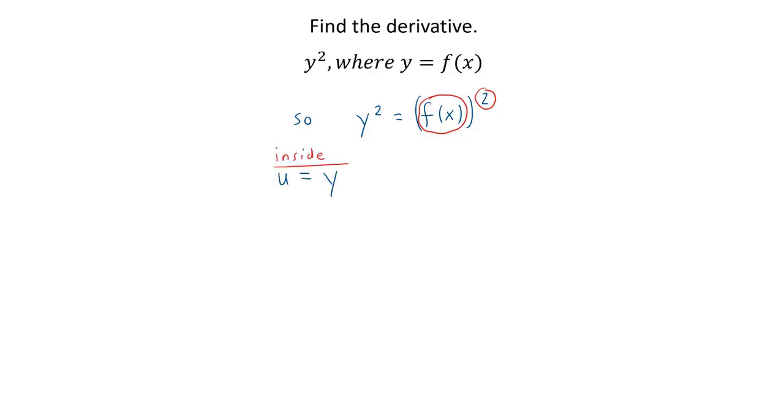Here, our inside function, u, is f of x, because f of x is inside the parentheses. But f of x is equal to y. So our inside function here, u, is y. That means that u prime is the derivative of y with respect to x, or y prime if you want to write it that way.